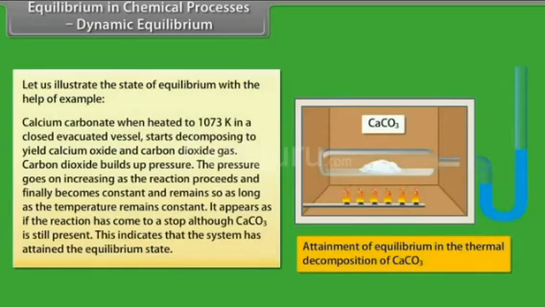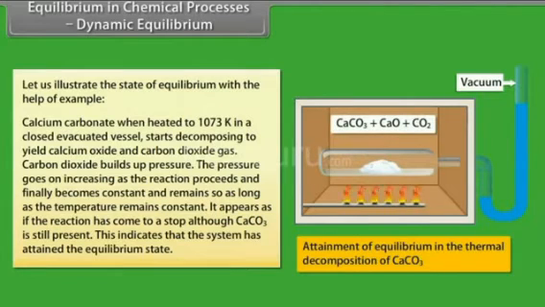Let us illustrate the state of equilibrium with the help of an example. Calcium carbonate, when heated to 1073 Kelvin in a closed evacuated vessel, starts decomposing to yield calcium oxide and carbon dioxide gas. Carbon dioxide builds a pressure. The pressure goes on increasing as the reaction proceeds and finally becomes constant and remains so as long as the temperature remains constant. It appears as if the reaction has come to a stop, although calcium carbonate is still present. This indicates that the system has attained equilibrium.